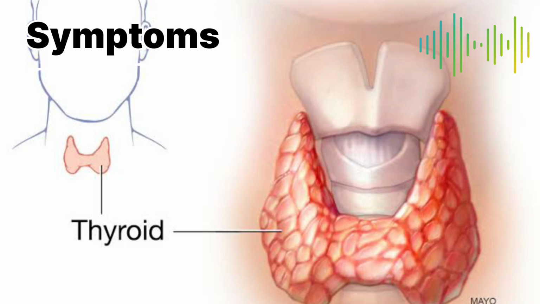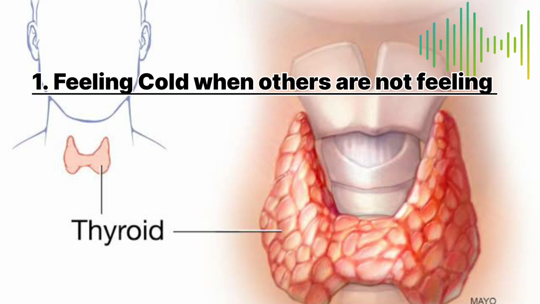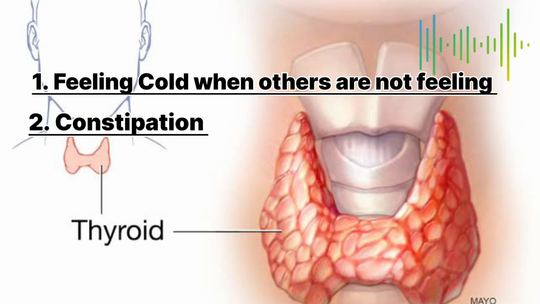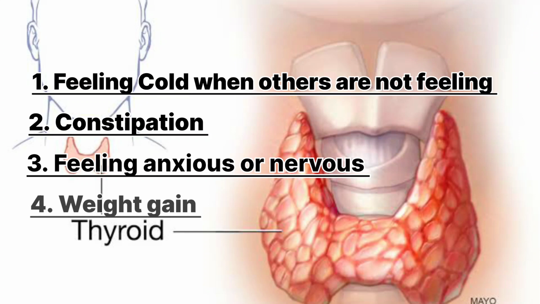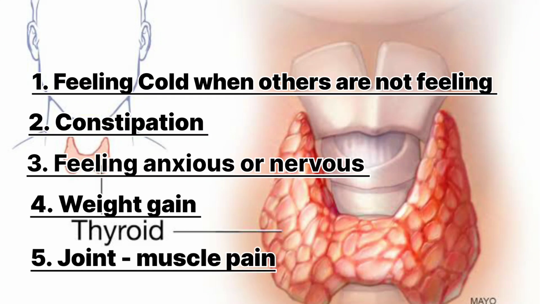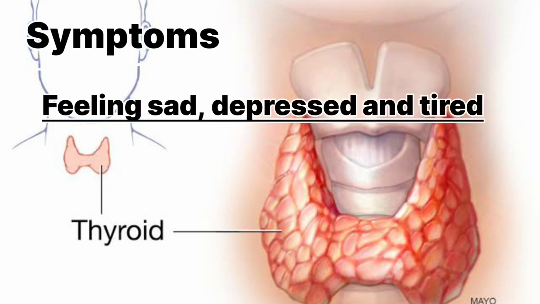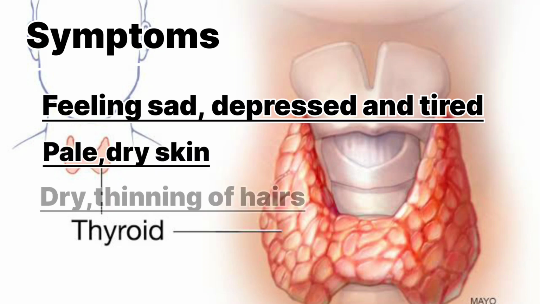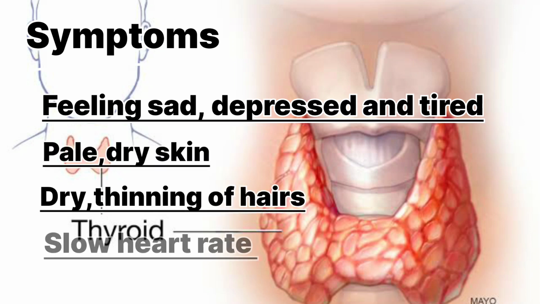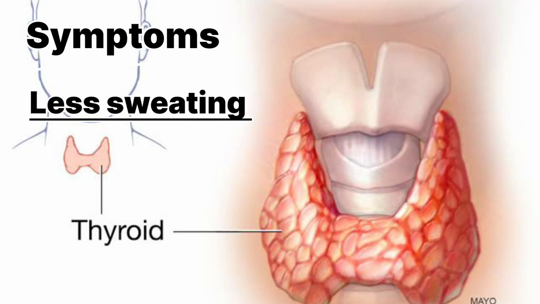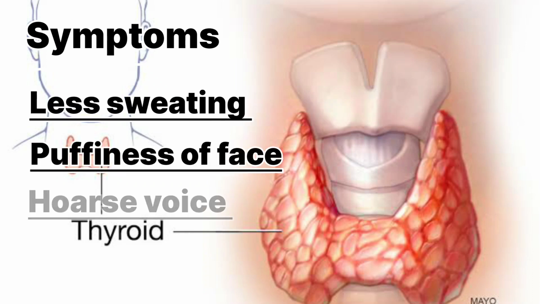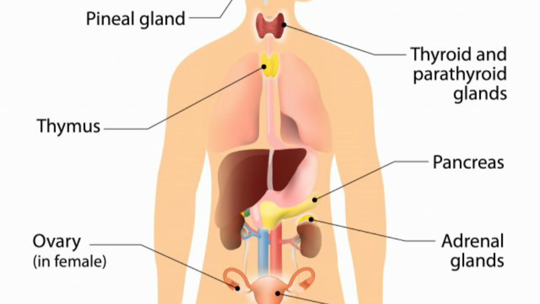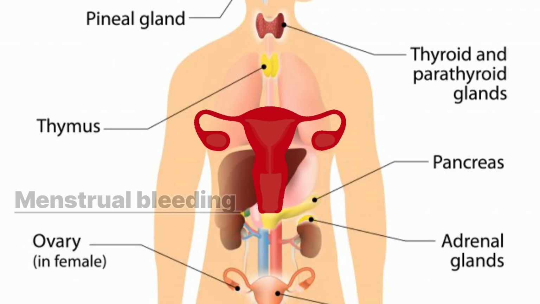Feeling cold when other people do not, constipation, feeling nervous or anxious, weight gain even though you are not eating more food, joint or muscle pain, feeling sad or depressed, feeling very tired, pale, dry skin, dry, thinning hair, slow heart rate, less sweating than usual, a puffy face, a hoarse voice, more than usual menstrual bleeding.